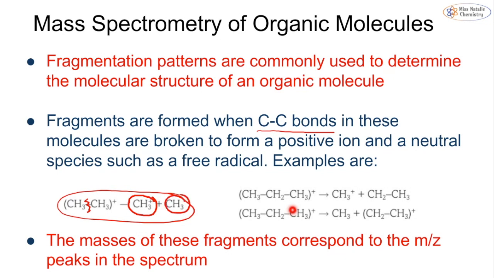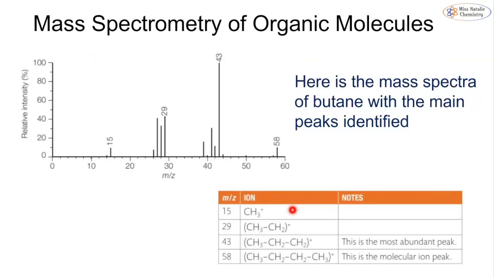If we have a longer chain, you can see that we can get different fragments. We can possibly get a CH3 plus or a CH2CH3 plus. Each of these fragments is going to have a different mass, and the mass will correspond to the m/z peaks in the spectrum. Remember that z is your charge, and in this case the charge is 1. So it would be the mass divided by 1, and that's where we would see our peak. So let's have a look at an example.